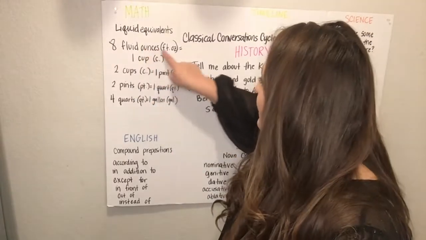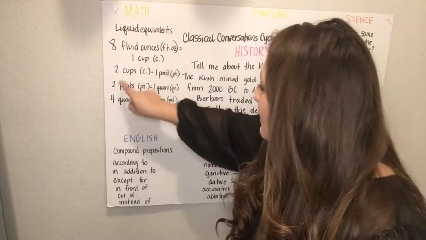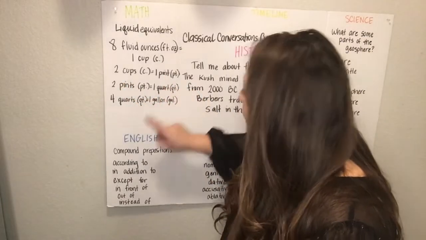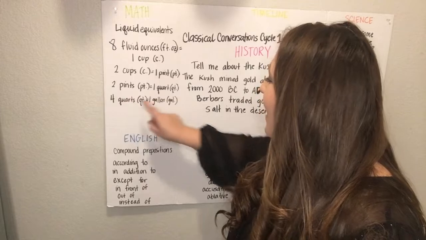8 fluid ounces equals 1 cup. 2 cups equals 1 pint. 2 pints equals 1 quart. 4 quarts equals 1 gallon.